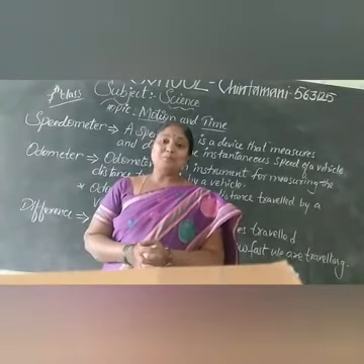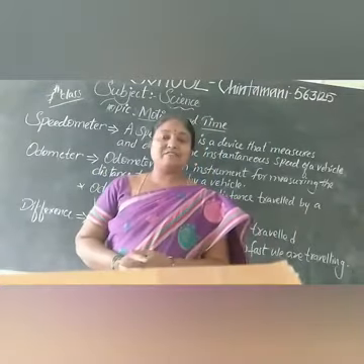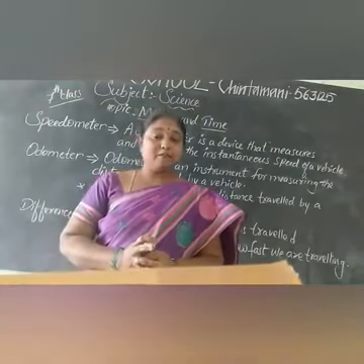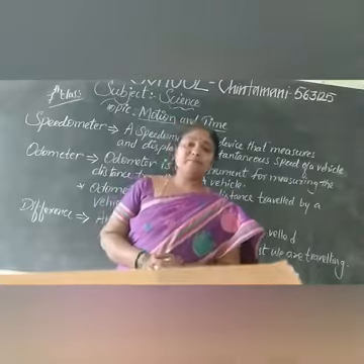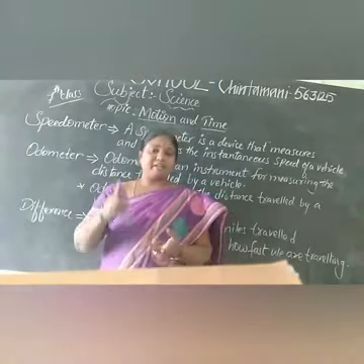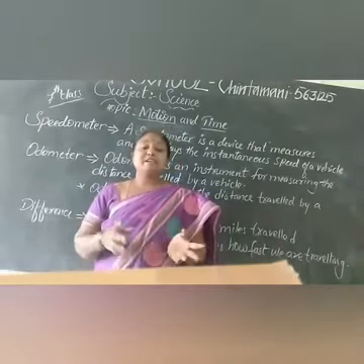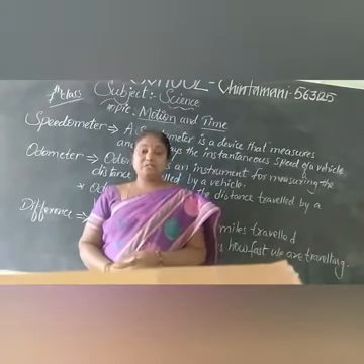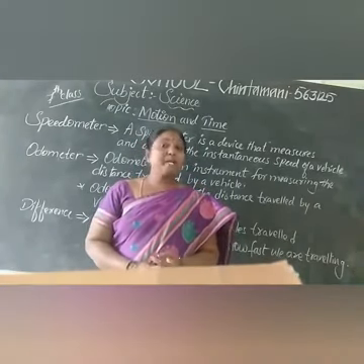What's our topic? Motion and time. In the last class we learnt about speed. What's the formula to find the speed? Distance traveled divided by time taken, and we have seen the triangle also. By using the triangle we can find the time, the distance traveled, and the speed also. Is it, children? Yes.